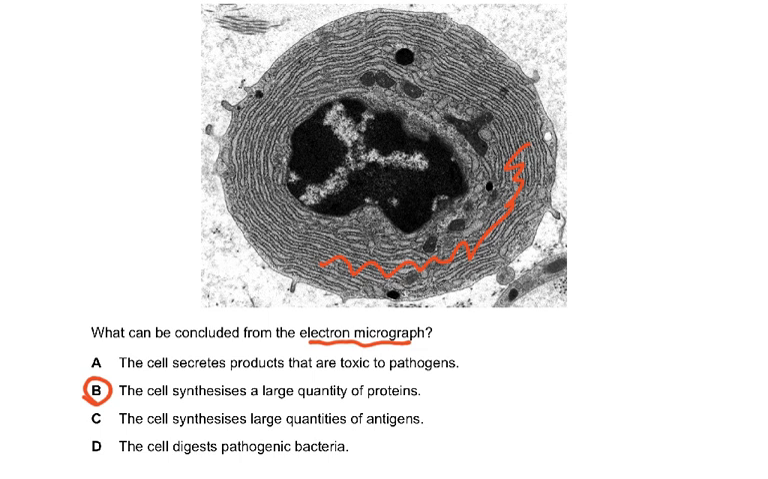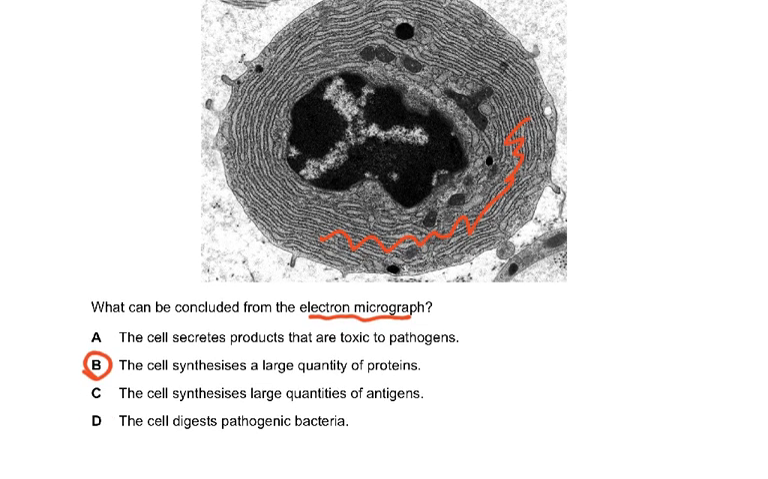Digest pathogenic bacteria. No, for that you need lysosomes. So more Golgi. The cell secretes products that are toxic to pathogens. Well, how can they be toxic to pathogens? We haven't studied any such thing which is toxic to pathogens. The cell synthesizes large quantities of antigens. Well, every cell has its own surface antigen. It's not going to suddenly make more antigens. The pathogen has antigens on its surface. So the reason is that the rough endoplasmic reticulum means a large quantity of proteins are going to be made.